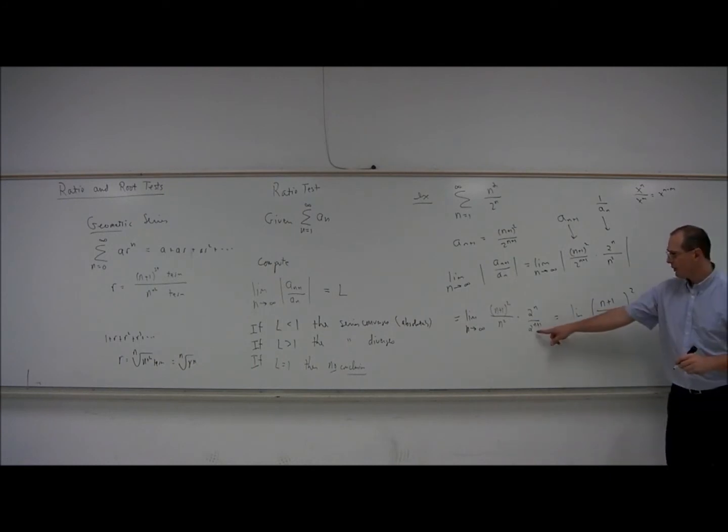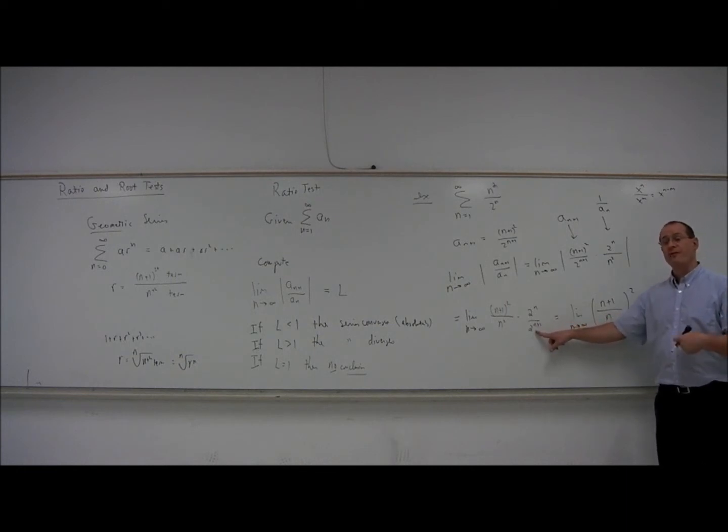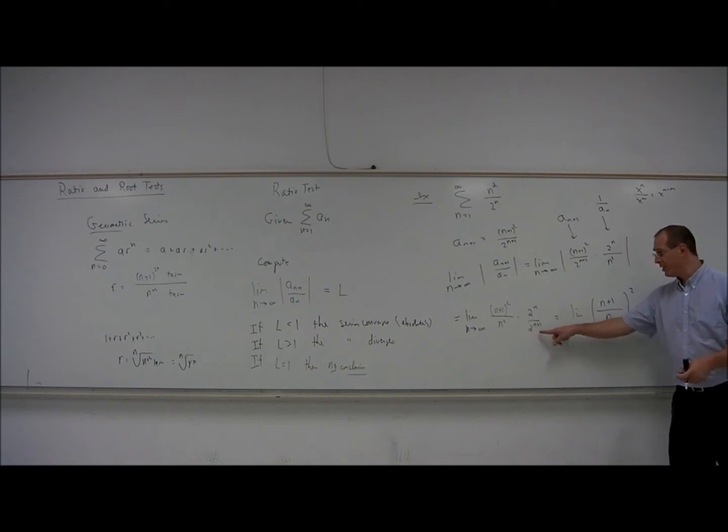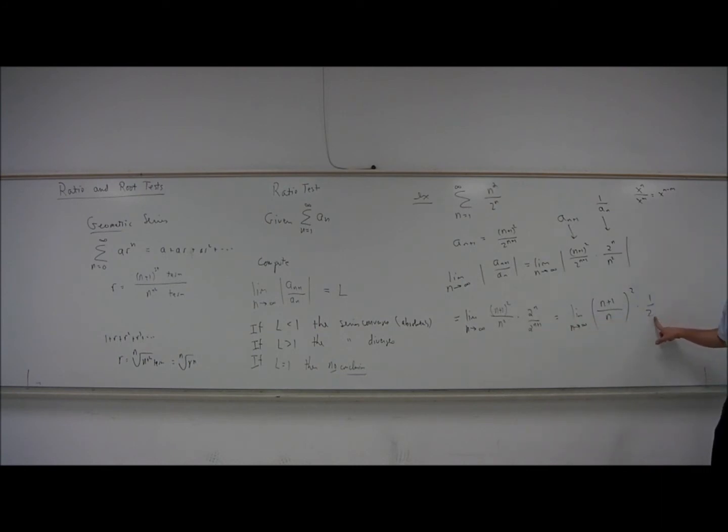And of course, we can see that another way. 2 to the n means we have 2 times 2 times 2, n times. And here on the bottom we have 2 times 2 times 2, n plus 1 times. So there's one extra 2, one extra factor of 2 in the denominator. So there it is after canceling.